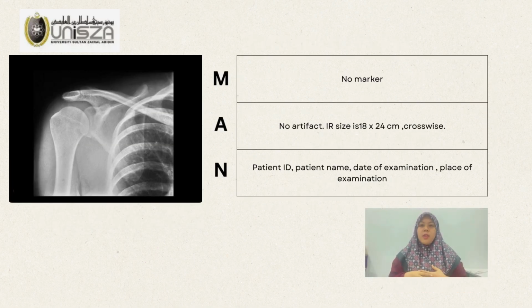For the marker, there are no markers to represent the site of interest. For artifacts, there are no artifacts found in this image, and the correct size of IR is used, which is 18 times 24 cm lengthwise. And last but not least, the patient ID, patient name, date of examination, and place of examination are not stated here.